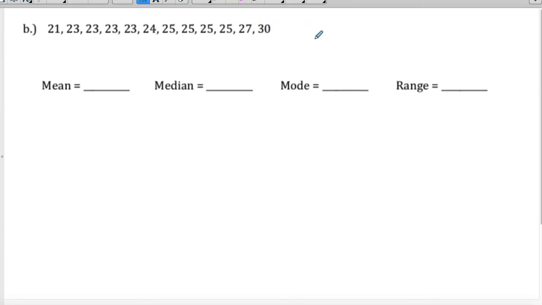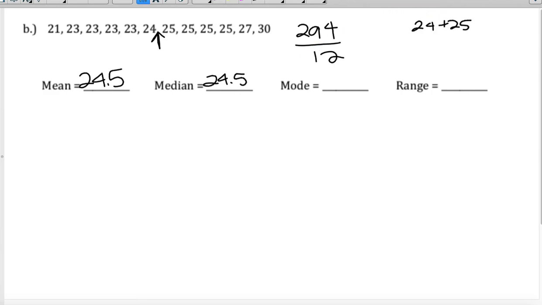When I added all of these numbers up, I got 294, and I divided by the number in the data set, which was 12. And so my mean was 24.5. The number in the middle: there's 12 data pieces, so 1, 2, 3, 4, 5, 6. My number in the middle is going to be in between 24 and 25. Hopefully you can look at that and say in between there is going to be 24.5. There's nothing wrong with saying 24 plus 25 divided by 2. That's technically the work when there's an even number.